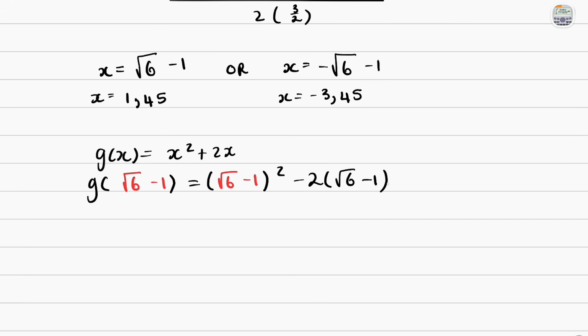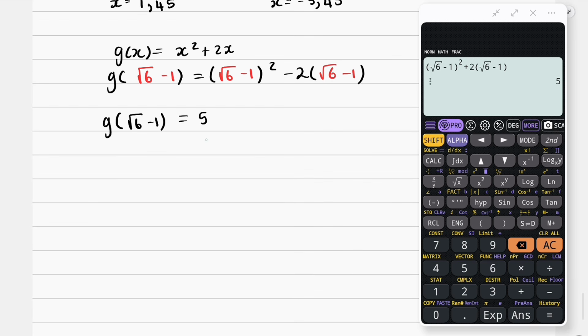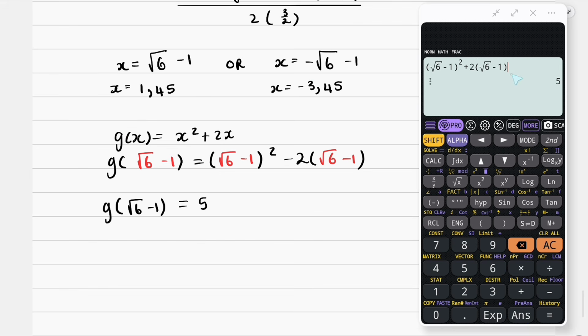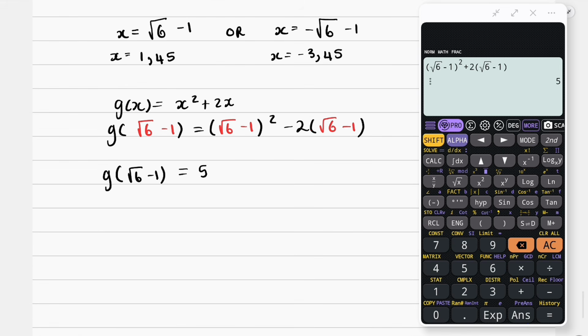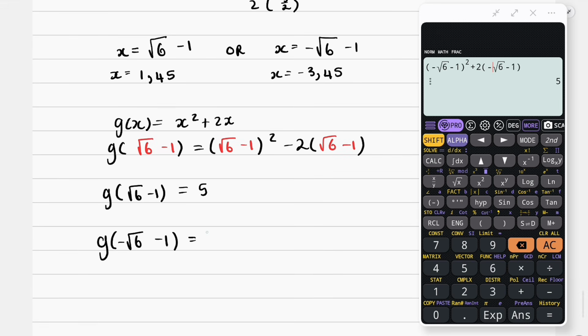Okay, so let's put that on the calculator and just see what we get there. Okay, and when we substitute the first value, we get 5. So this first x value gives us 5. And let's substitute the second one. That one was where we had negative root 6 and then minus 1. And let's see what that gives us, so we can find the y value to find this graph's equation. Okay, it also gives us 5.